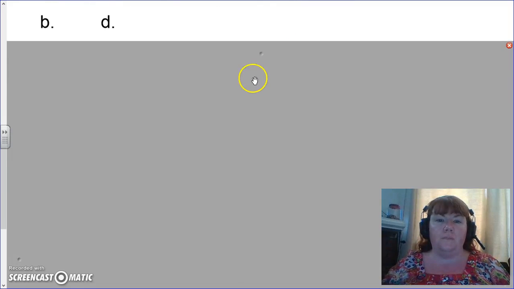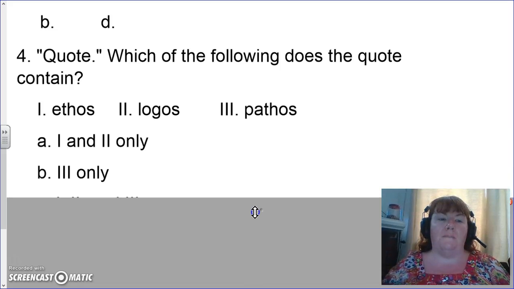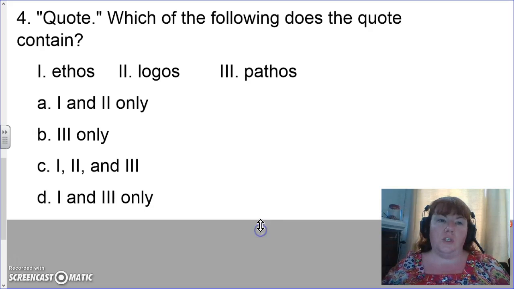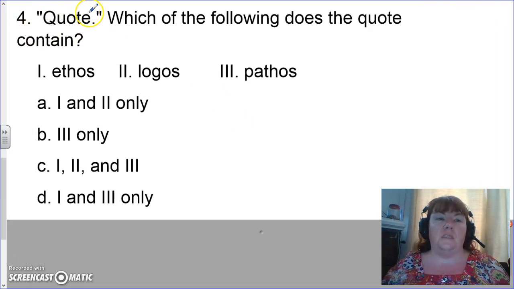Okay? The last multiple choice example is by far my favorite. I love questions like this, and so does the AP test or the College Board. So I will give you a quote. It will be something from the pieces that we have discussed. It will not be a random quote. And the quote will then be followed by, which of the following does the quote contain? You will have 3 choices: ethos, logos, pathos.